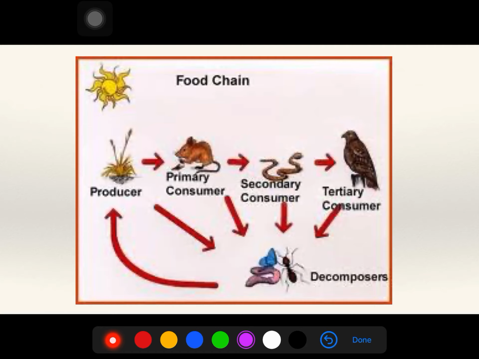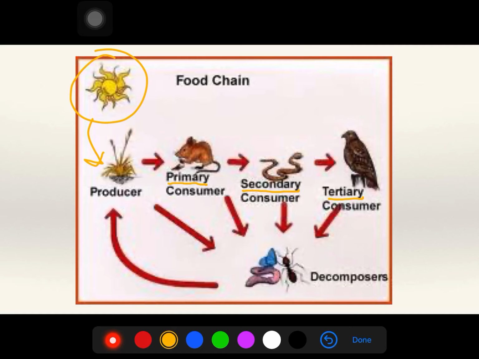Food chain simply starts with the sun, right? Always starts with the sun. Producers make their food, plants, trees. An organism that eats a producer is a primary, first level consumer. Secondary, second level consumers eat primary consumers. And tertiary means third level consumer, and that is what consumes your secondary level consumers.